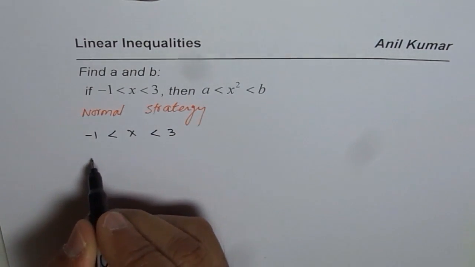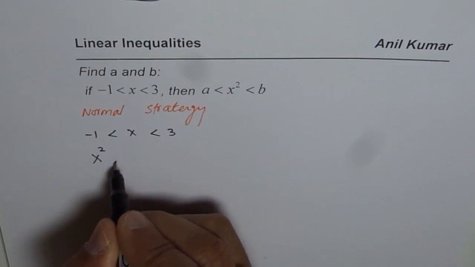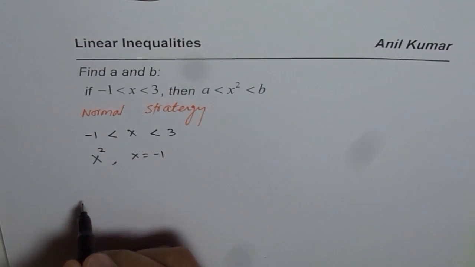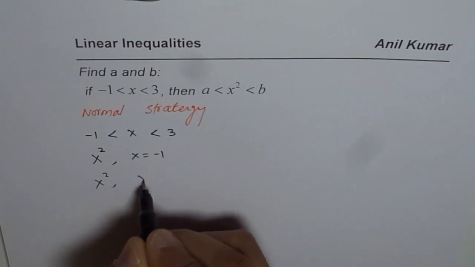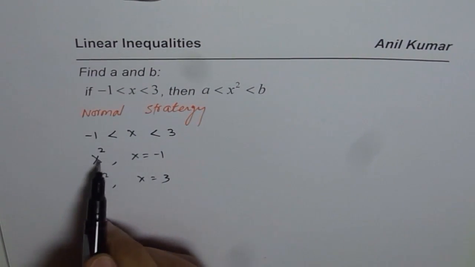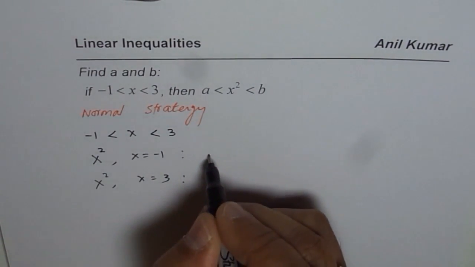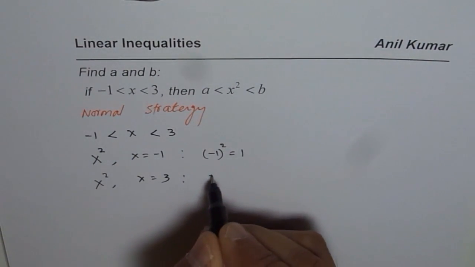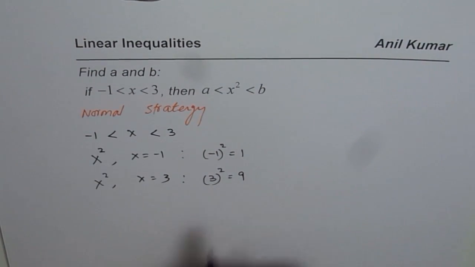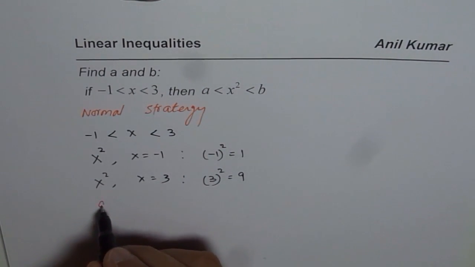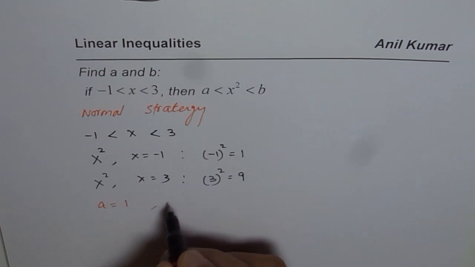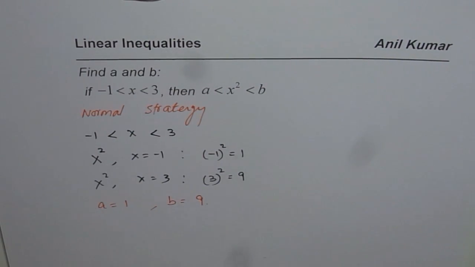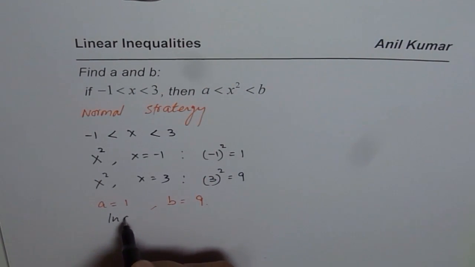So what we do is we find the value of x squared for x equals -1, and we also find the value of x squared for x equals 3. So if I write -1, then what do I get? I get -1 squared, which is 1, and if I write 3, then 3 squared is 9. So some of you might say that a is 1 and b is 9. Now this is a kind of solution which is incorrect.